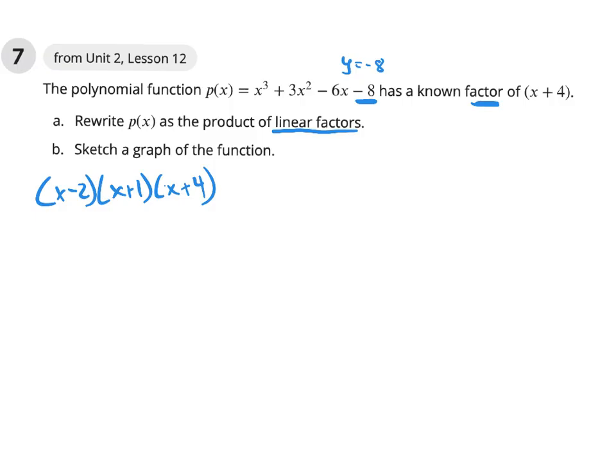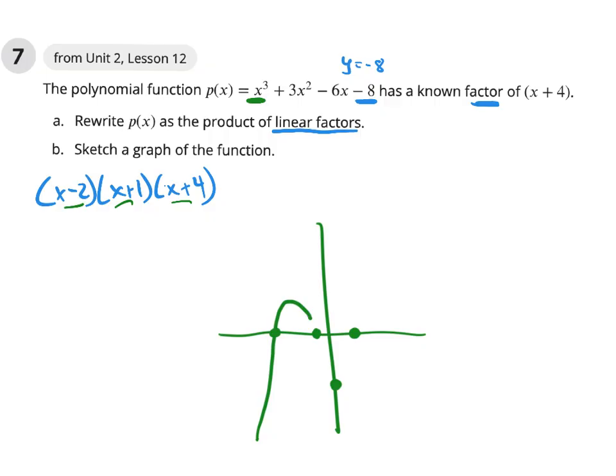Okay, so now to sketch the graph, I switch the signs of my factors. So I get +2, -1, and -4. My horizontal intercepts are those, and my vertical intercept is -8. This is positive x cubed, which means it starts low, it comes up, and it does something like that. You can always graph it in a calculator and check.